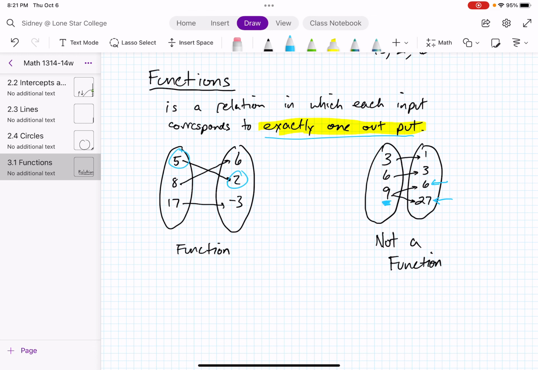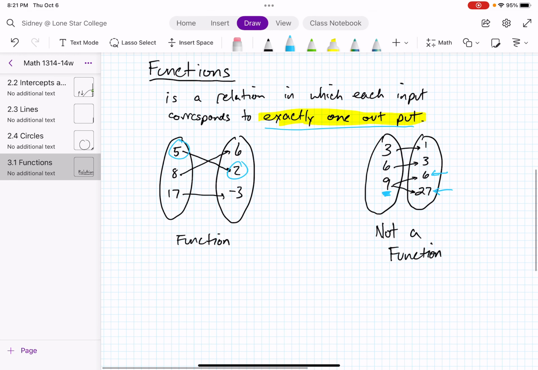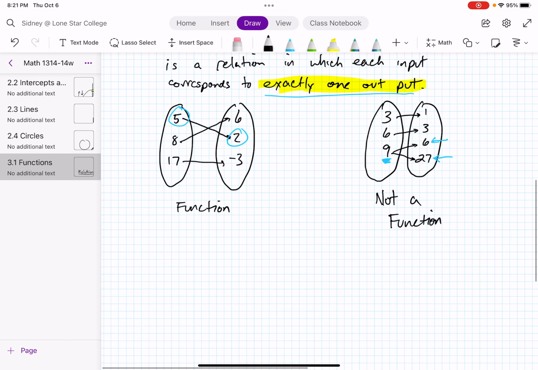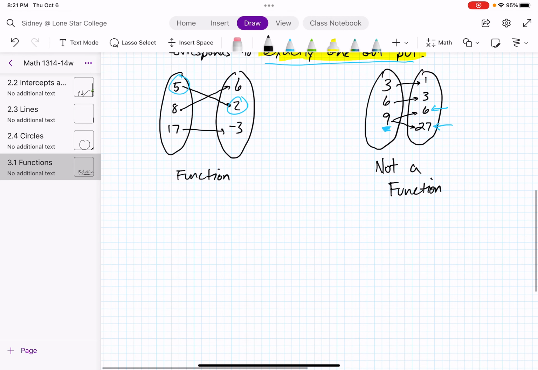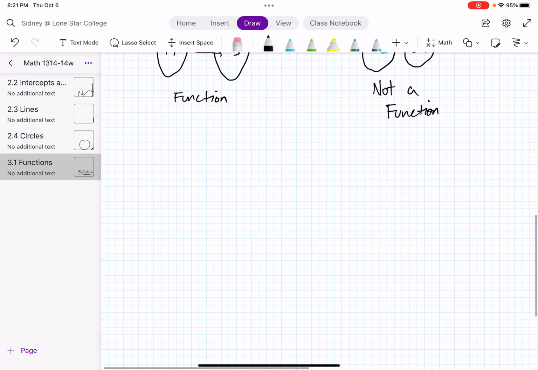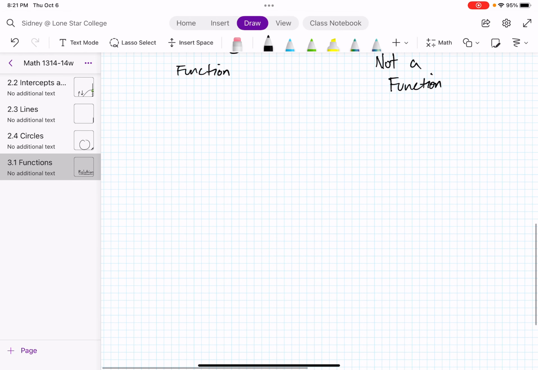Now you may be wondering, why do we care so much about functions? And the answer is, and I'll tell you my speculation on this, that functions are orderly. They make sense. They bring a little bit of clarity and understanding to the world. To give an example of this, we're going to talk about a Coke machine.